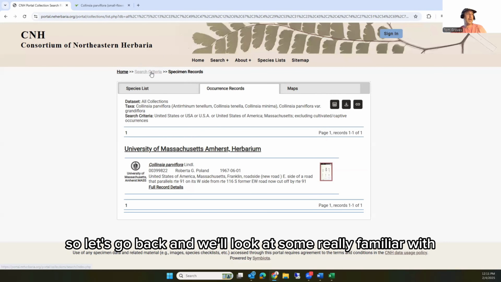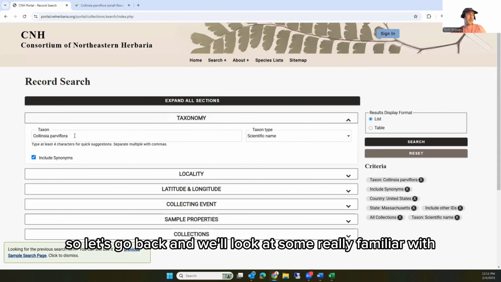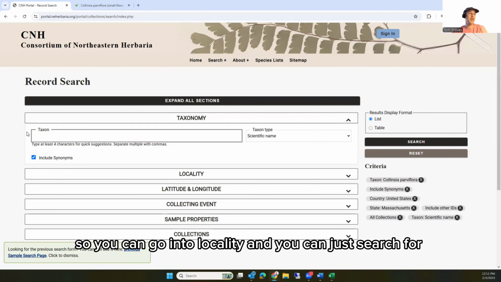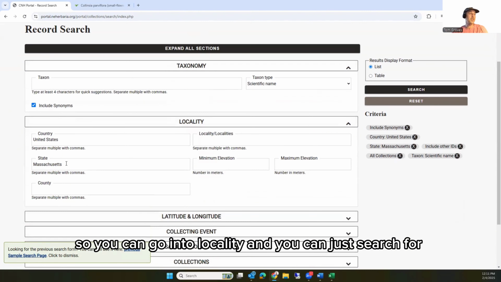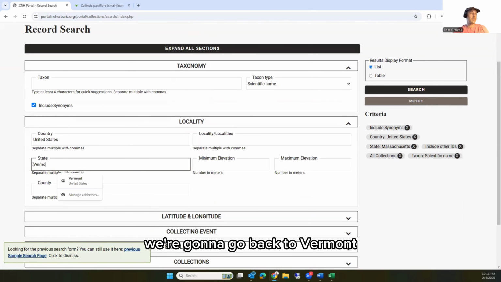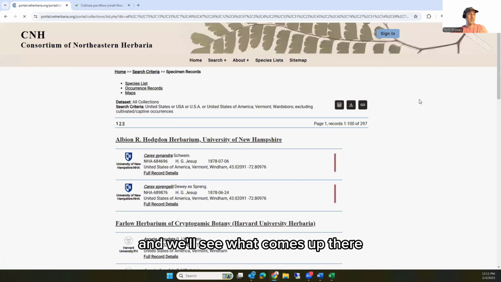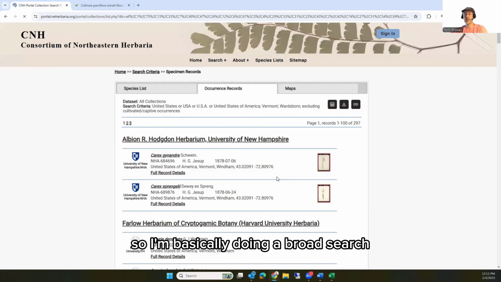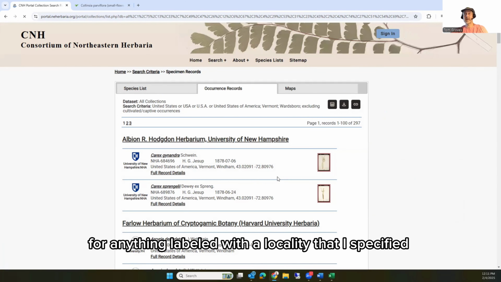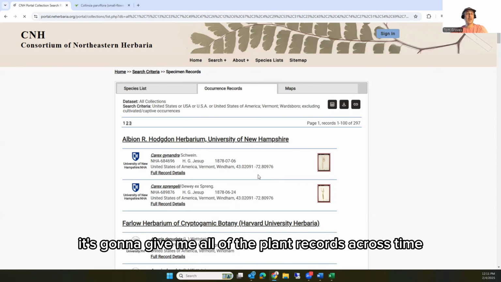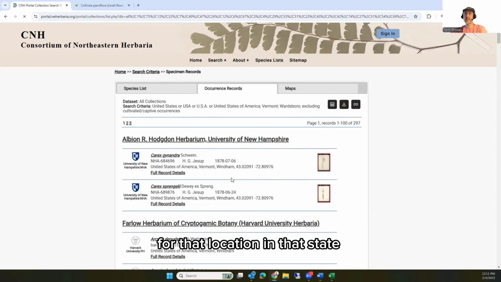So let's go back. I'm really familiar with the flora of where I live, and I'm just familiar with things around there. So you can go into locality and search. We're going to go back to Vermont and look at the town I live in and see what comes up. I'm basically doing a broad search for all of the plant records labeled with the locality that I specified. It's going to give me all of the plant records across time for that location in that state.